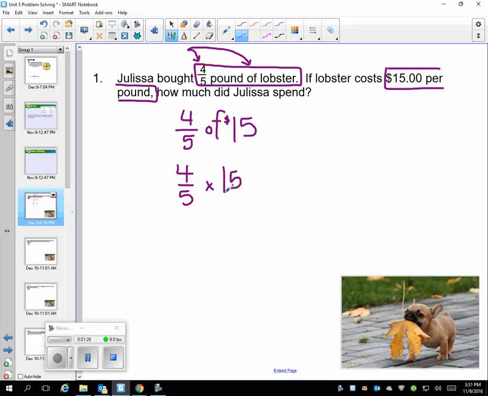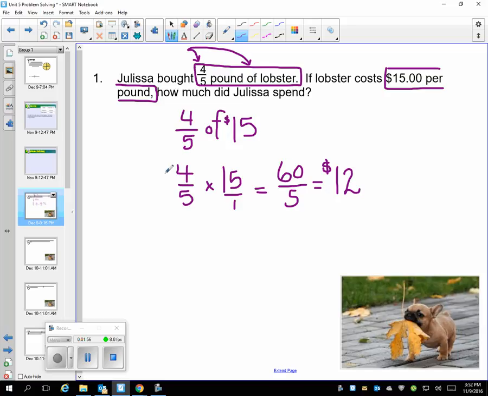And if I solve this, I know this is going to be over 1 and I can multiply straight across. 4 times 15 is 60 and 5 times 1 is 5. Now I have an improper fraction. When I divide those, 5 goes into 6 one time, with 1 left over, and then 5 goes into 10 two times, so $12. So 4/5 pound of lobster.